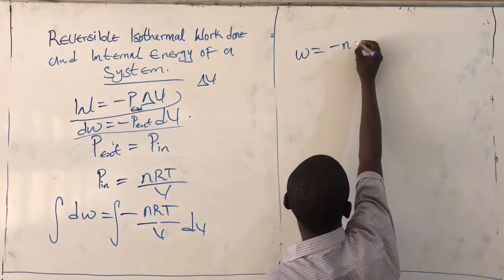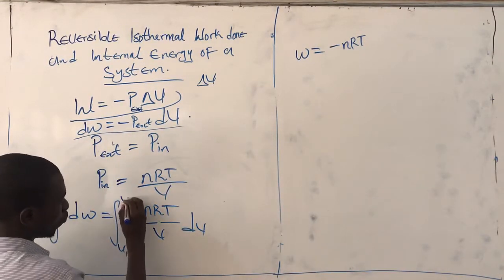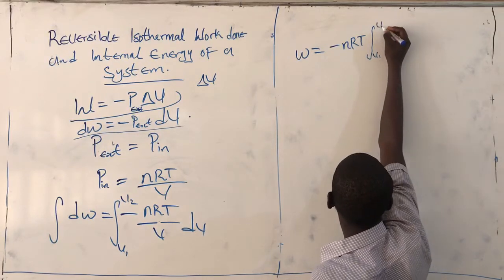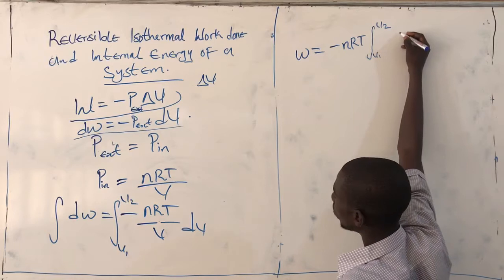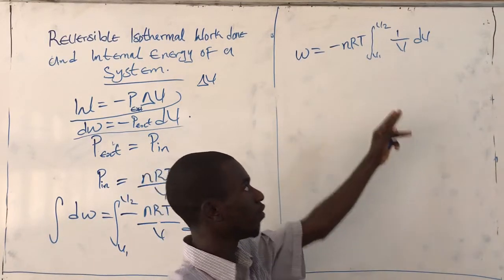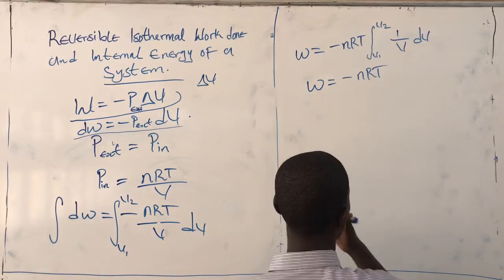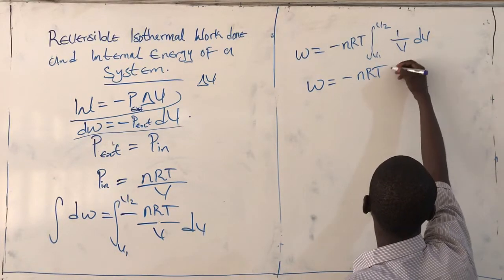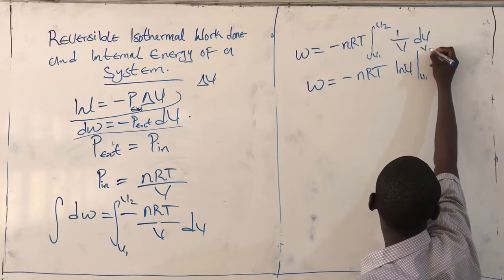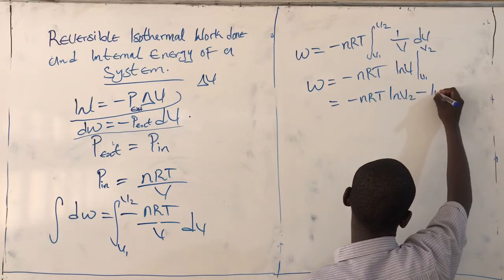So we are going to have minus nRT. And let me remind you, we are going to integrate this from V1 to V2. That is the limit of the integral. So if we integrate from V1 to V2, 1 over V dV, the integral of 1 over V is equal to ln V. So W will be equal to minus nRT ln V, and let's not forget it has a limit from V1 to V2, which is equal to minus nRT, ln V2 minus ln V1.